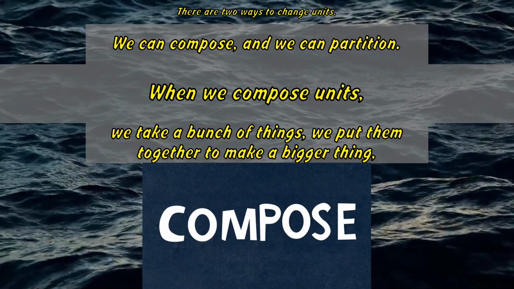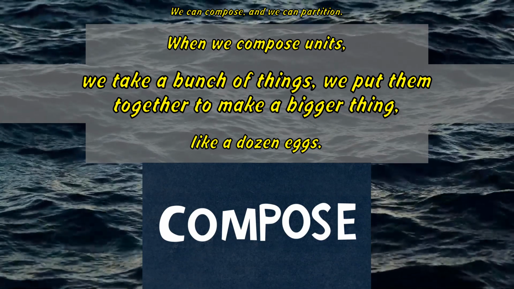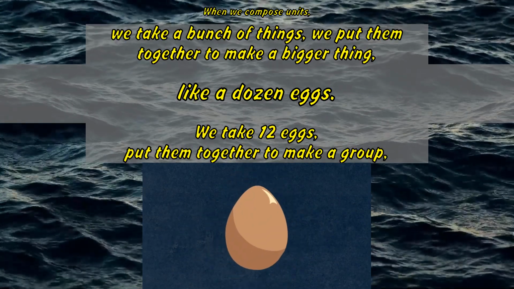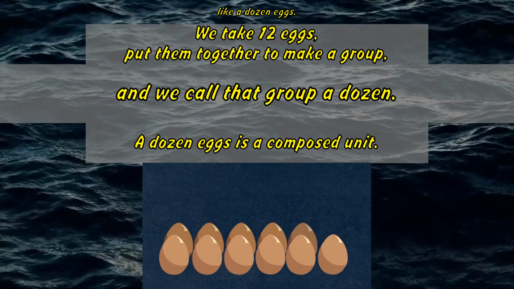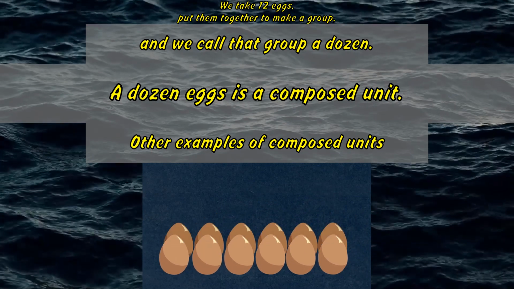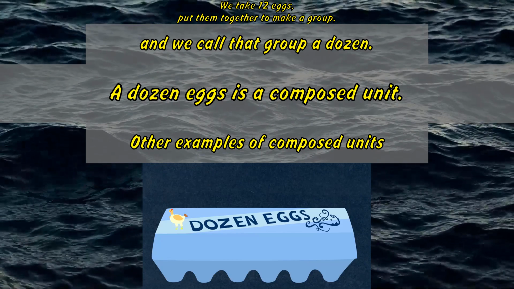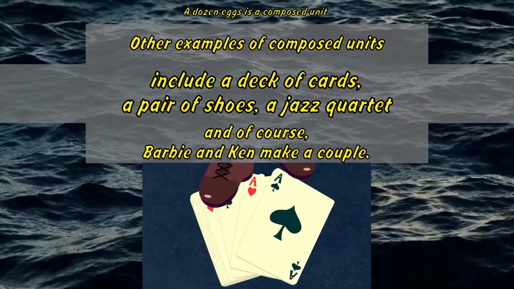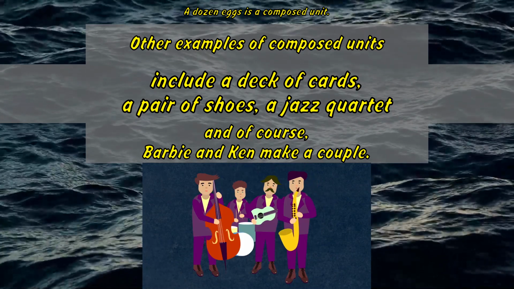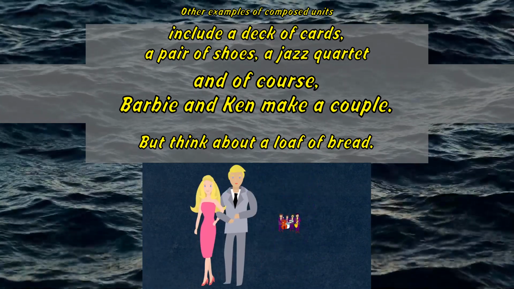When we compose units, we take a bunch of things and put them together to make a bigger thing. Like a dozen eggs. We take 12 eggs, put them together to make a group, and we call that group a dozen. A dozen eggs is a composed unit. Other examples of composed units include a deck of cards, a pair of shoes, a jazz quartet, and of course Barbie and Ken make a couple.